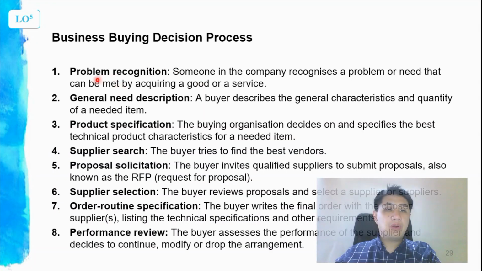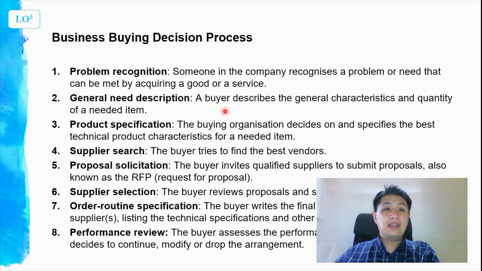Starting with problem recognition. This is where someone in the company recognizes a problem or need that can be met by acquiring a good or service. Recall in our previous video, we talked about the buying center. In the buying center, we have the initiator, who will be the one providing the problem recognition. And the next step is looking at the general need description.